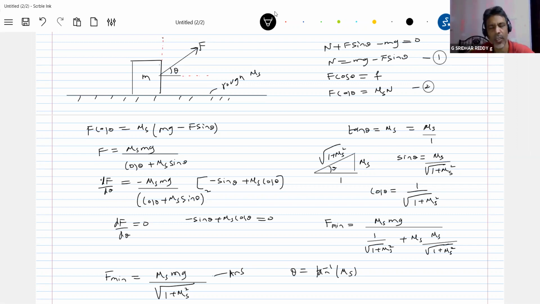This is a pull force. What is the minimum pull force you should apply? So if you apply at an angle, then what will happen? It will become minimum. Any reason for that? I think it's quite clear, no?